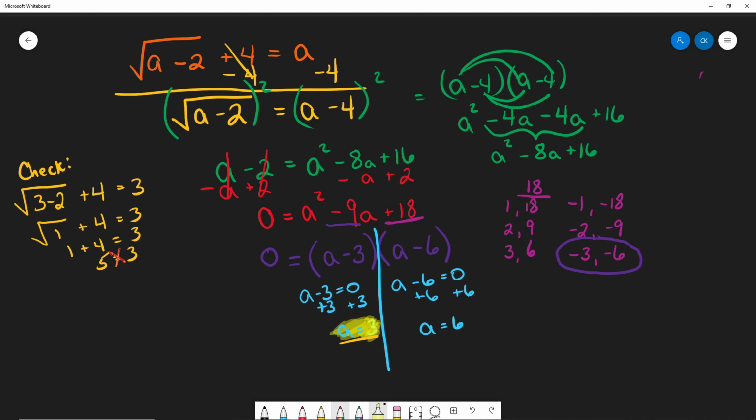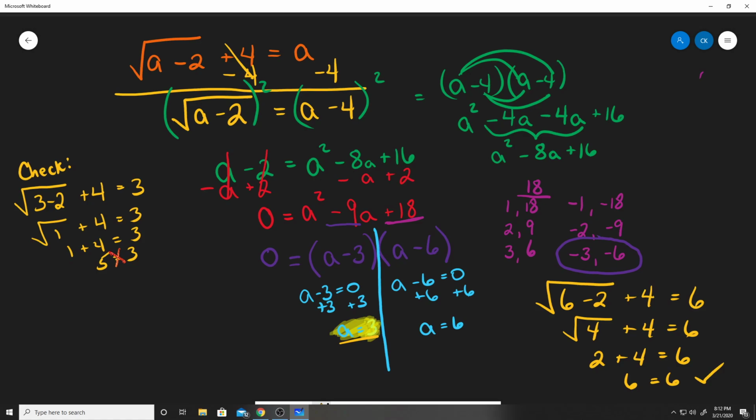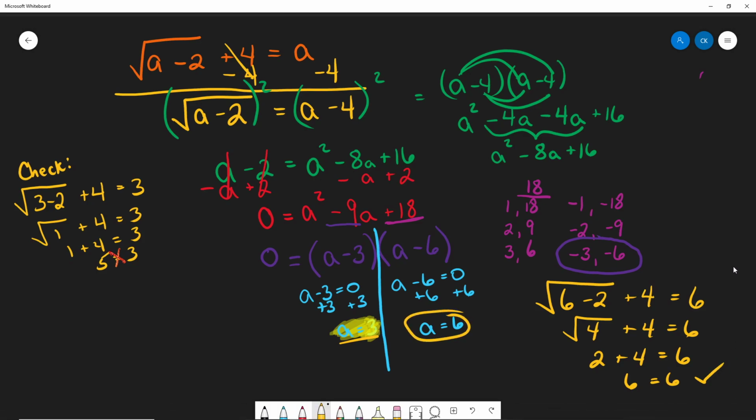This is an extraneous solution. So that doesn't work. But I could check the 6. Maybe the 6 works. Plug in the 6. Square root of 6 minus 2 plus 4 equals 6. 6 minus 2 is 4. The square root of 4 is 2. And then 2 plus 4 is 6. And this one checks out.